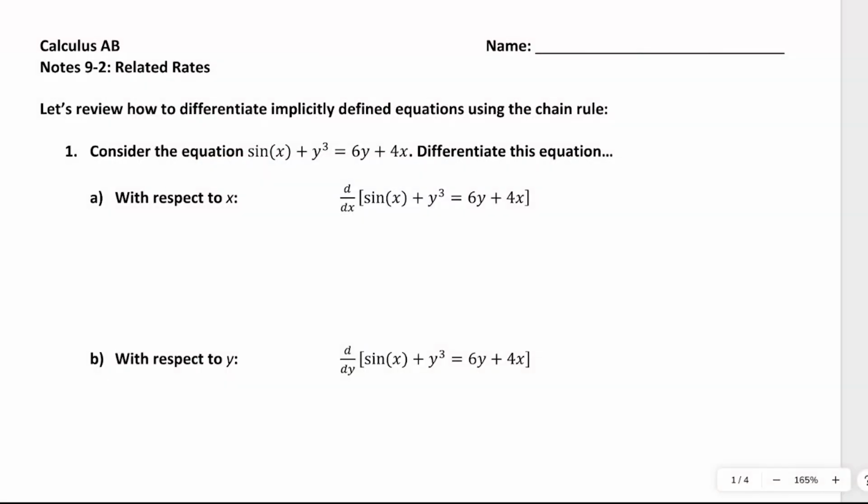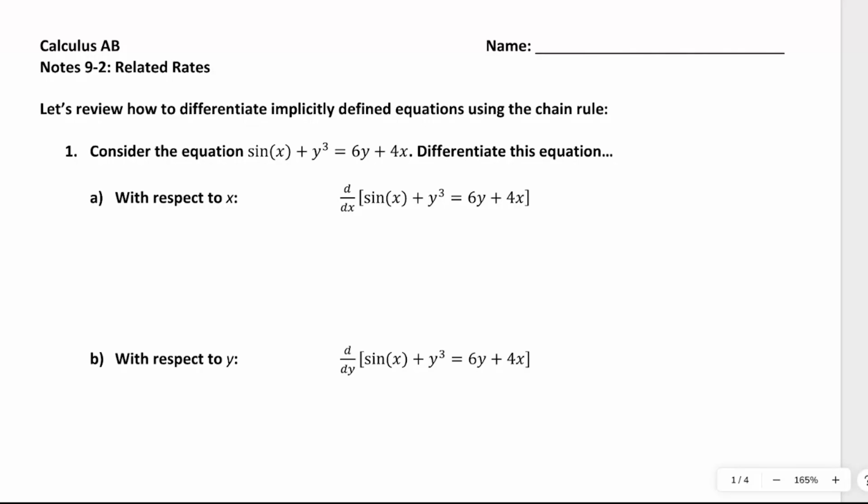So yeah, today's our last lesson of the year, related rates. This is a lesson that probably could have come a long time ago when we initially learned how to differentiate implicitly defined equations. But the calendar didn't really play out very nicely with that extra lesson and the testing and all that. So I think this will be a good review of implicit differentiation.